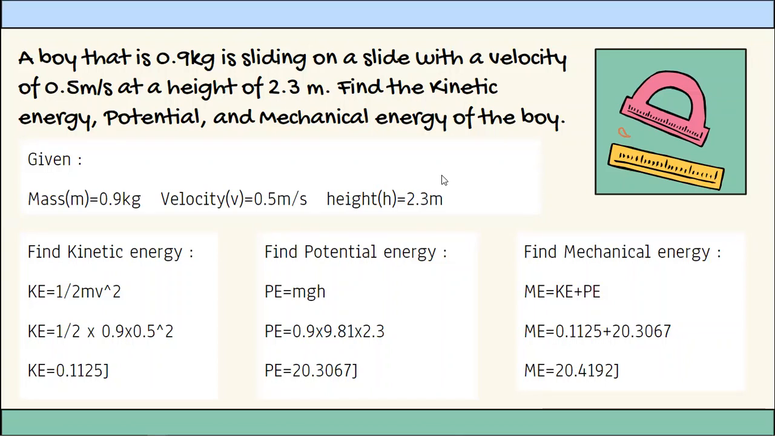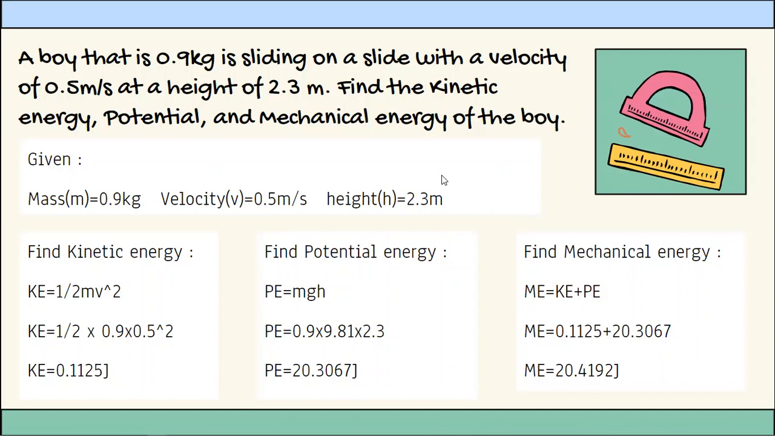Then let us find the potential energy. As we did in the kinetic energy, we need to state the potential energy equation, which is PE equals m, mass, times g, which is gravitational acceleration, times h. As we said, g is constant on Earth. It is 9.81. We replace m, g, and h, and we'll end up with potential energy equals 20.3067 joules.